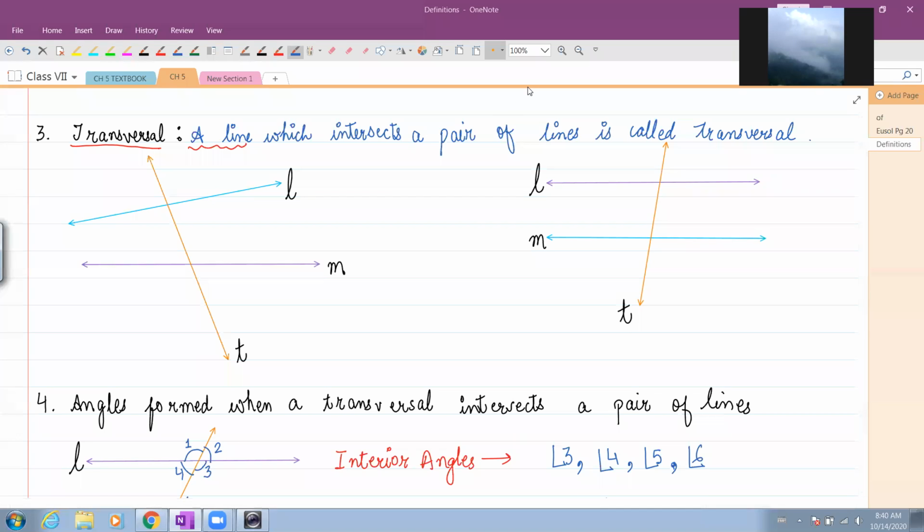So if you look at the two pictures here, the line T, the one in orange, is crossing line L and line M at two different points. The orange line crossed line L at one point, then going ahead it also crossed M. So we will call this line a transversal. And on the right side again, the line T crossed line L and crossed line M. This line, the orange one, is called the transversal.